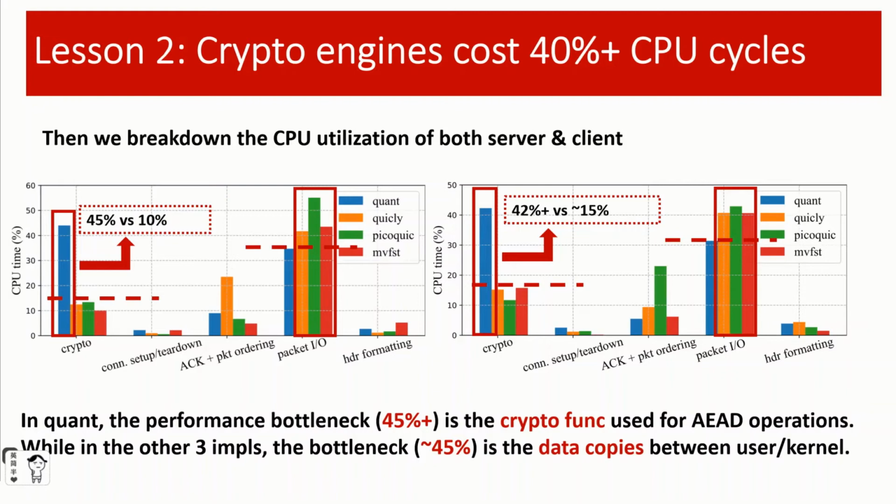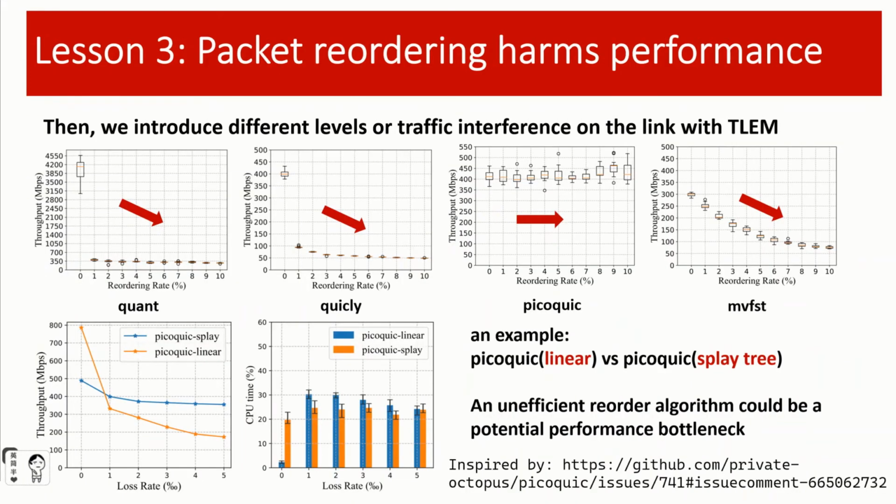And we investigated a little bit of the CPU time spent on the logic dealing with reordering the packets and found that the CPU time of linear searching increased from 2% to 20%, even just a slight packet loss or reorder were introduced. This shows that an inefficient reorder algorithm could be a potential performance bottleneck, and we might want to move it onto hardware to increase the overall performance.